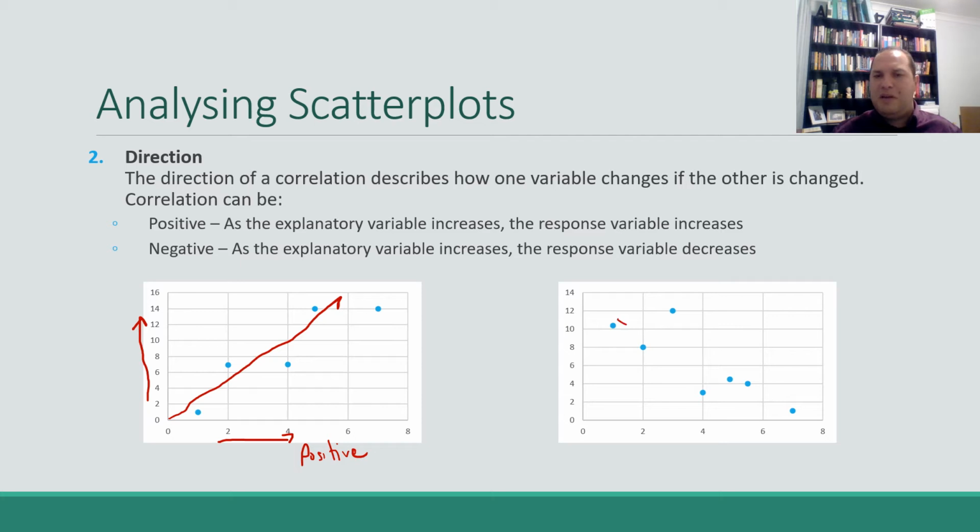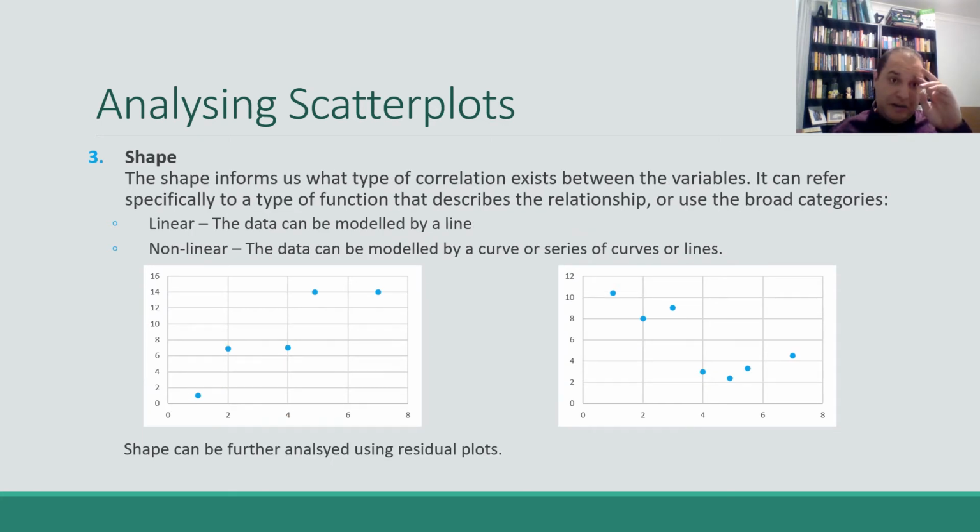In this second one, the data points are all trending downwards. So as we increase in our explanatory variable, our response variable is going downwards. That's where negative comes from. It's negative because our response is moving downwards. So that's a negative correlation.